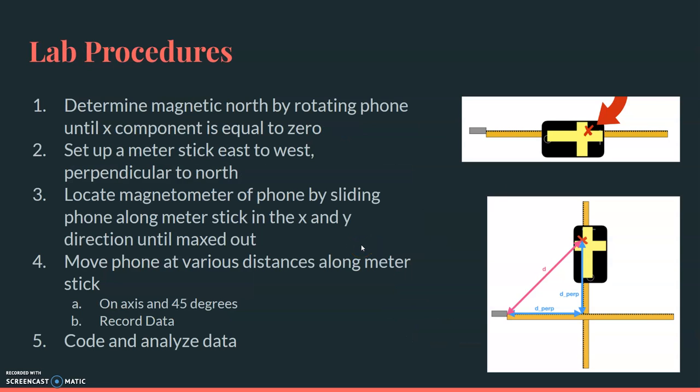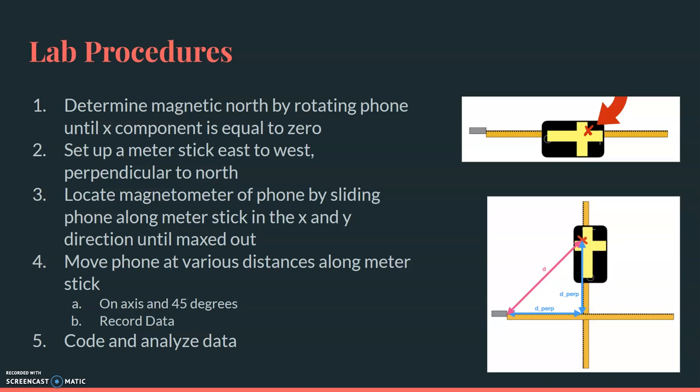I will briefly summarize the procedures used in the lab. First, I determined Earth's magnetic north by rotating my phone until the x component on the magnetometer is equal to 0. I did this so that the magnetic field values were only coming from the bar magnet and not Earth. Then I set up a meter stick perpendicular to the magnetic north with the bar magnet at one end.